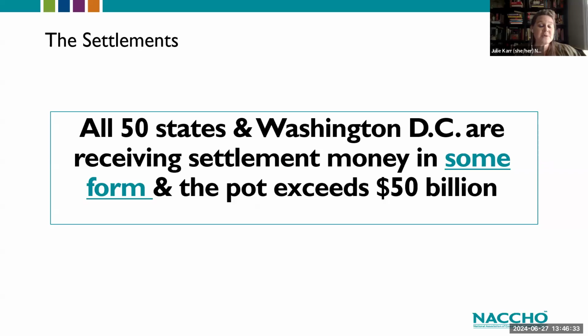So again, to just reiterate, all 50 states, including Washington, D.C., are receiving some settlement money in some form. This pot exceeds $50 billion. So it's a very, very large lawsuit. And again, it involves a lot of folks in this. And we can move to the next slide.